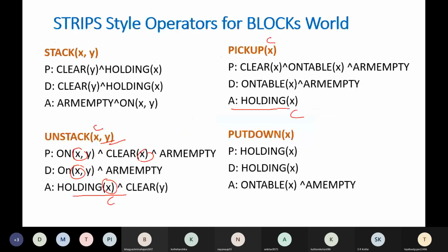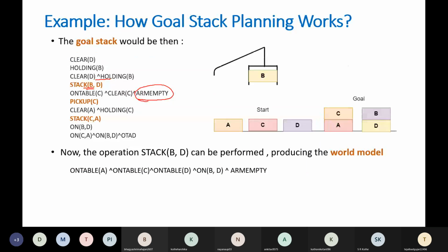So go back. So arm empty is true. There are two options we have: stack xy, put down x. Now how come this? Now alternative 1, recall alternative 1. In alternative 1, which has used pickup to give arm holding C.